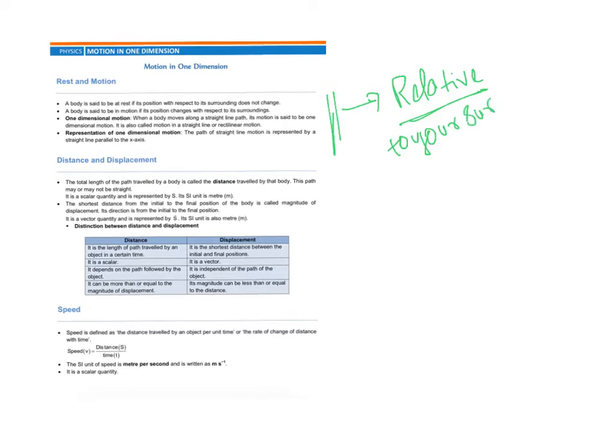For example, if you are moving on an escalator, and people who are standing on the ground see that this person is moving, great. But if you and your friend are moving on the escalator at the same speed, you both will be at rest. There is no change of position of yours with respect to your friend. So rest and motion is relative. There is no absolute rest or motion.